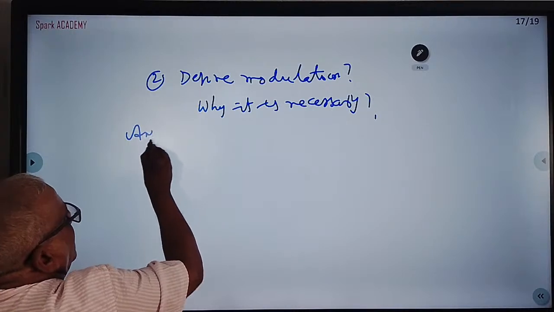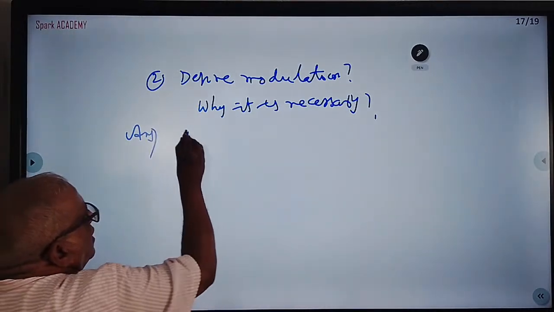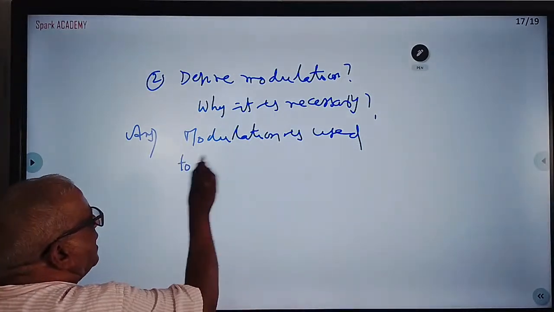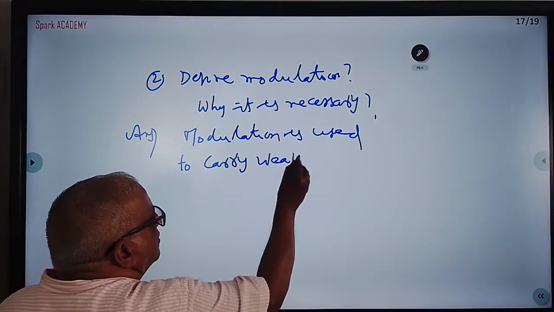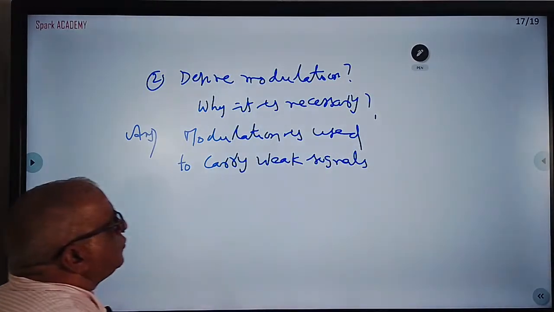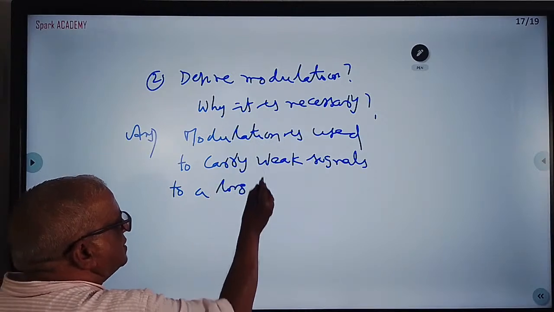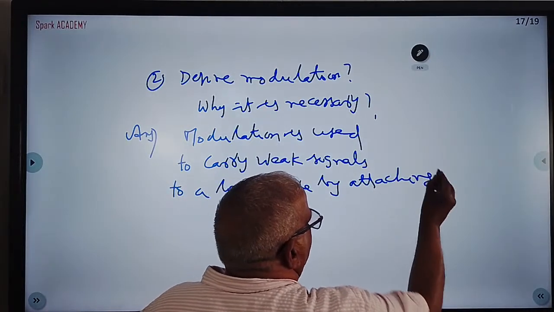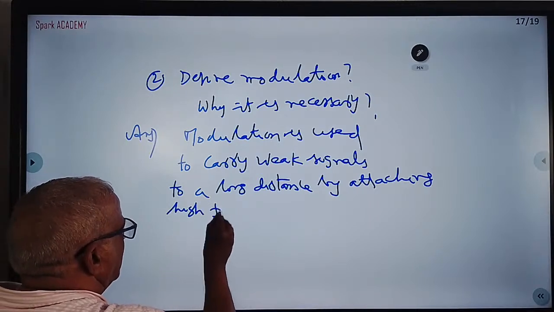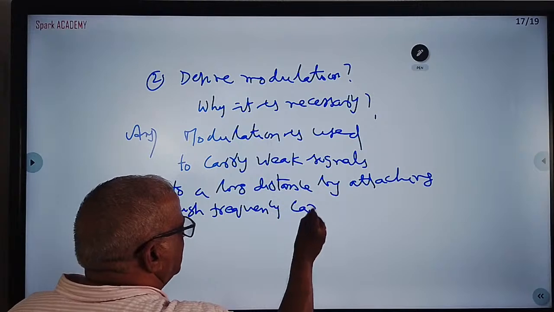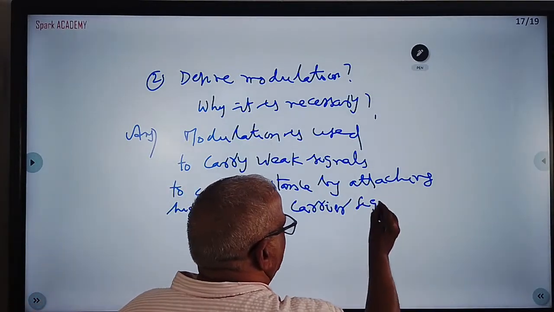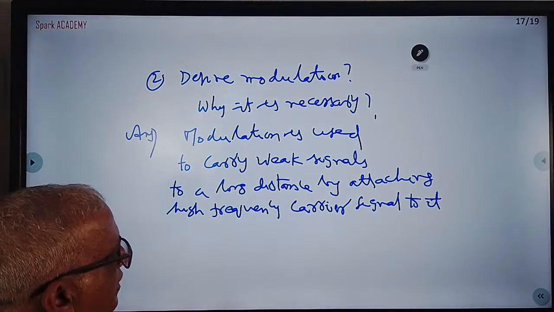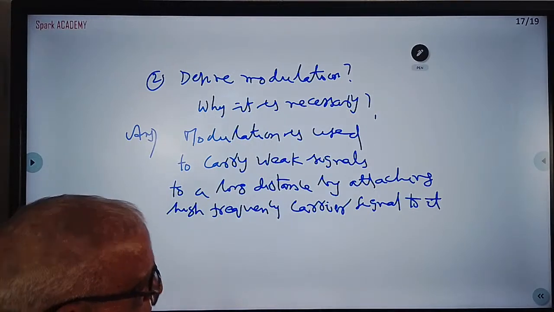Define modulation, why it is necessary. Modulation is used to carry weak signals to a long distance by attaching a high frequency carrier signal to it, combining the carrier signal with it. That is called modulation.